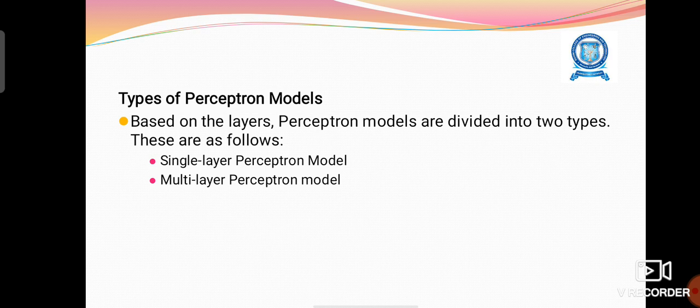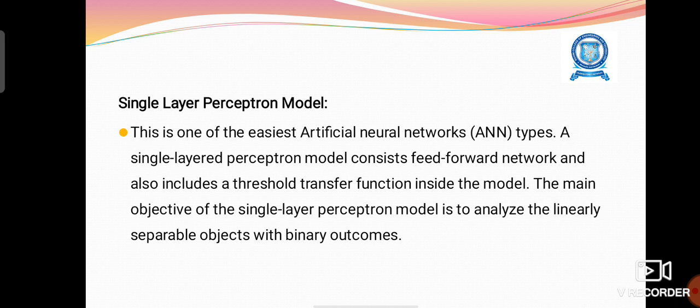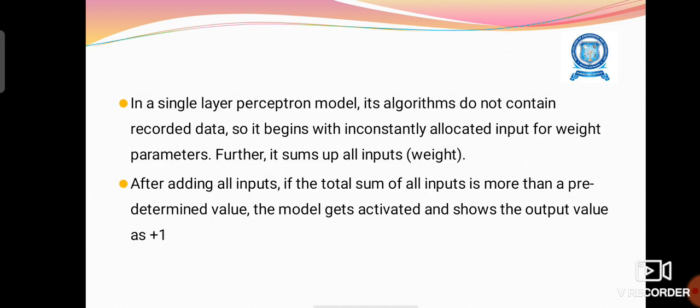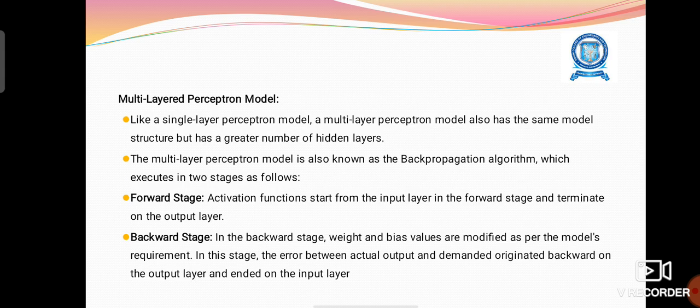Types of perceptron. There are two types: single layer perceptron and multi-layer perceptron. Single layer perceptron consists of only one layer between the input and output. This algorithm does not contain recorded data, so it begins with randomly allocated input for weight parameters. Further, it sums up all the weights. The same process that we have seen in the basic function will be performed in the single layer perceptron model.